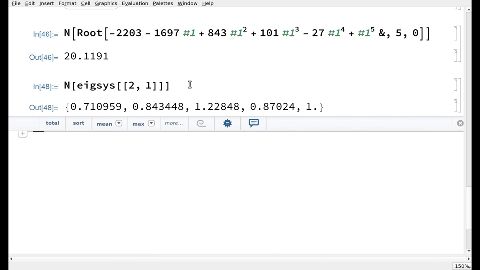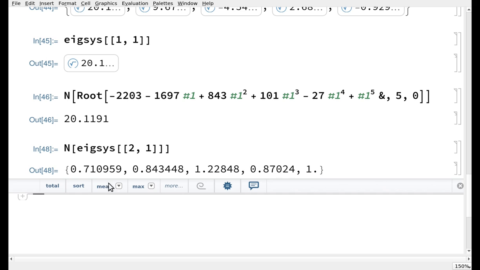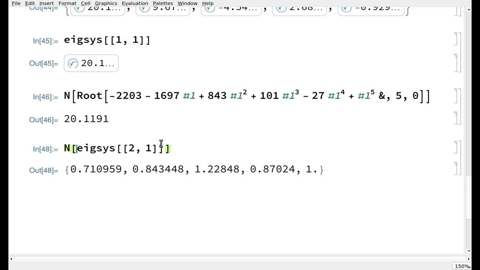So there we go. This is our eigenvector. All right, the first entry is 0.71, second entry 0.84, 1.22, 0.87, and 1 is the last entry in that vector. So you can do that just to get a numerical value, which for our purposes is really all we're going to be interested in, for the most part. We'll do some symbolic stuff occasionally, but for the most part we can just crunch things down to numbers, right?